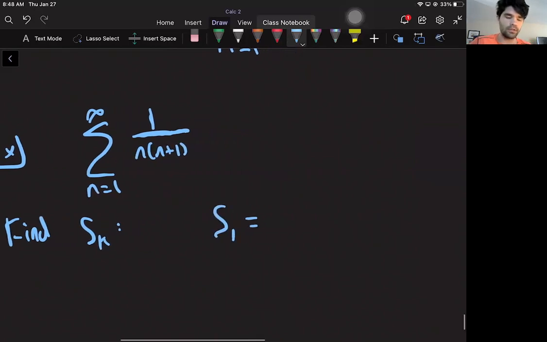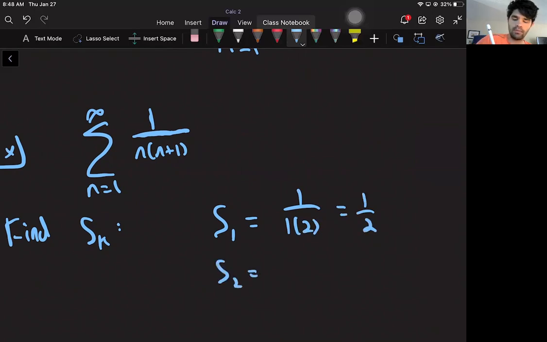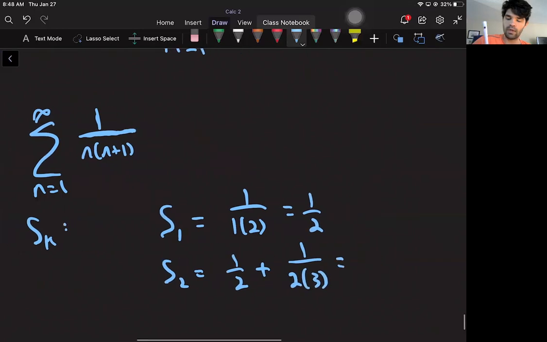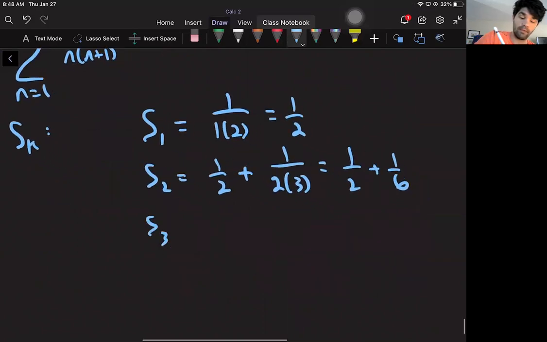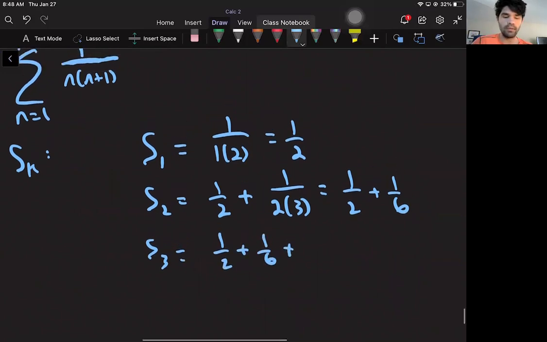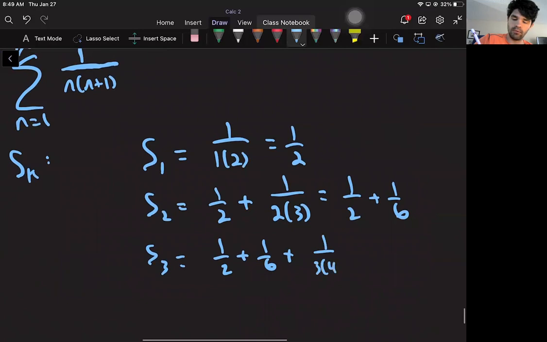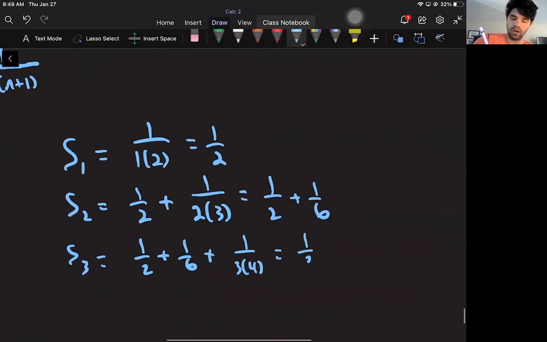S1 is just going to be the first term, 1 over 1 times 2, which is 1/2. S2 is going to be that plus the next one, where I plug in 2 now. So 1 over 2 times 3. So it's 1/2 plus 1/6, which is hard to see if there's a pattern yet. Let's do one more. So 1/2 plus 1/6 plus, now I'm plugging in 3, 1 over 3 times 4. So I get 1/2 plus 1/6 plus 1/12.